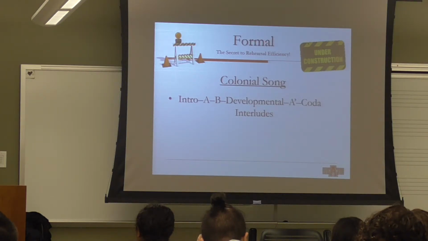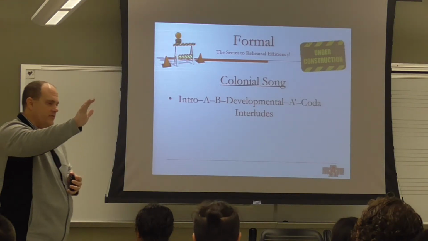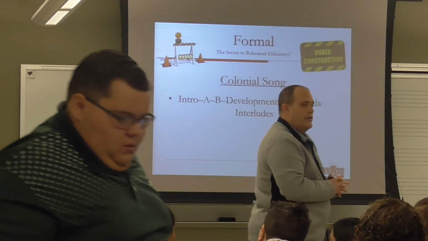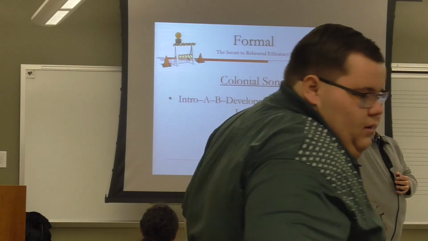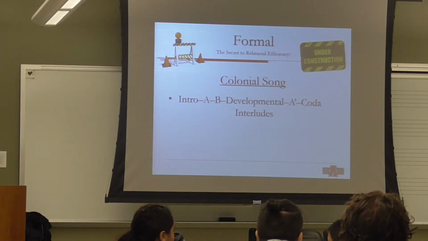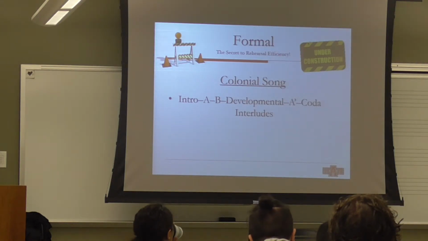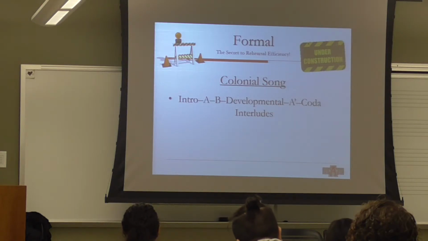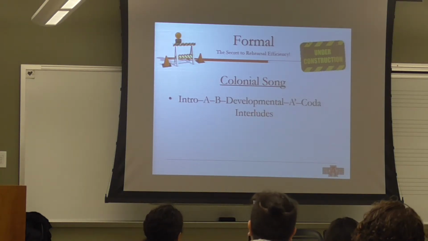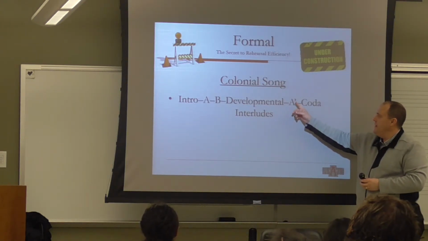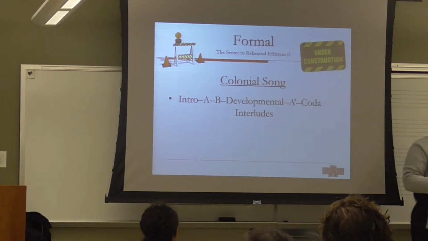Conversely, many of you in your form and analysis classes, if you had a form and analysis class, or if you had theory classes or history classes, you heard terms like sonata allegro, or rondo, or sonata rondo, or theme and variations. There are wind band pieces that strictly adhere to those forms, but a lot of times they don't. Exhibit A, Colonial Song. From my point of view, there's an introduction, an A-B section, developmental interludes, return to A and a coda.